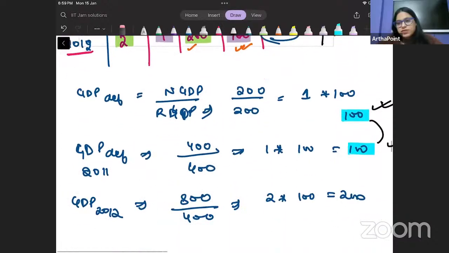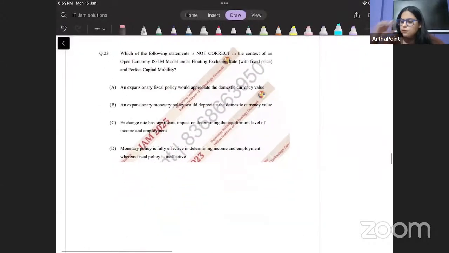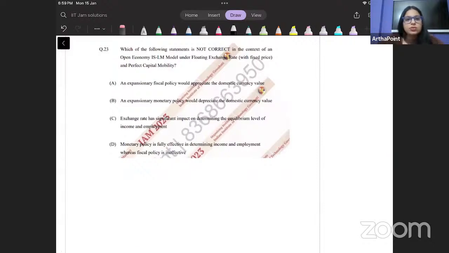So this says, which of the following is not correct in context of open economy IS-LM curve? Now look, in open economy we have seen a lot of factors. So what are the things that we have learned? First, let me jot down once.